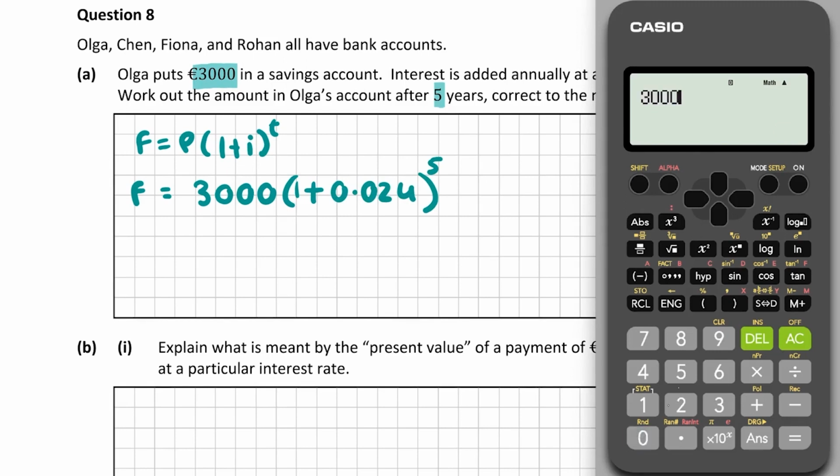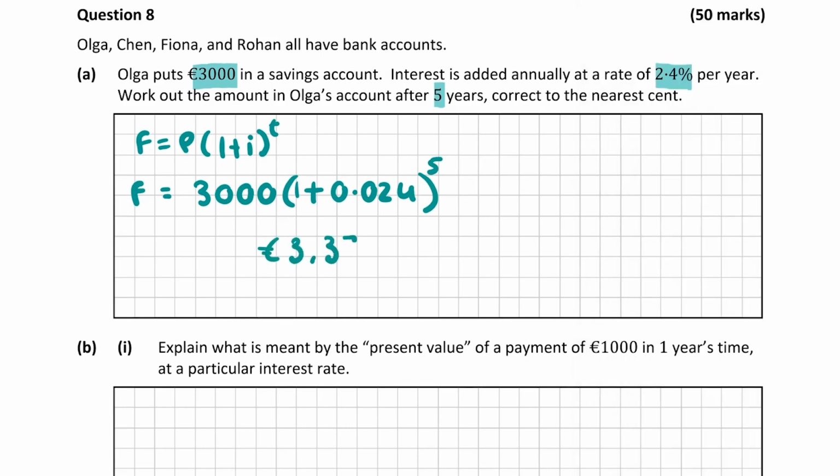So what we can do in a question like this is we can put it straight into our calculator. So we have 3,000 multiplied by 1 plus 0.024, put that to the power of 5, and you get a total of 3,377.699. It wants it correct to the nearest cent, so that's €3,377.70. So that's our final answer for question A, and for getting this answer correct, you're going to get a total of 5 marks.